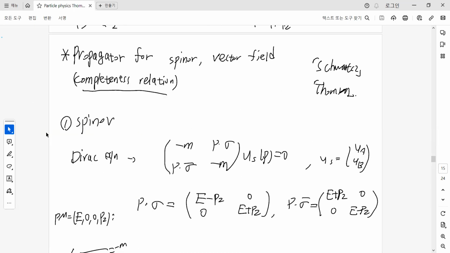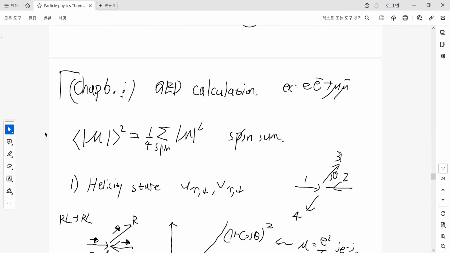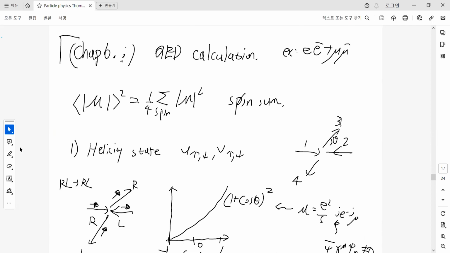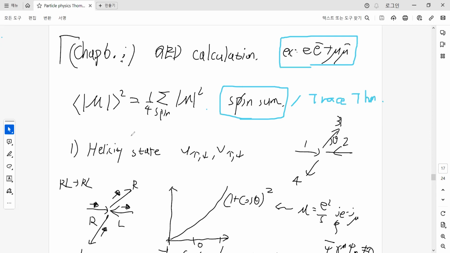Next, we want to talk about some additional techniques in the QED calculation, which is called the spin summation or the trace theorem. We focus on one specific example: electron-positron annihilation into muon and antimuon. We want to extract the mass, momentum, and energy information in the amplitude to obtain the cross-section, which is the real observable quantity in particle physics. Such cross-sections will be functions of energy, which can be measured in detector experiments.